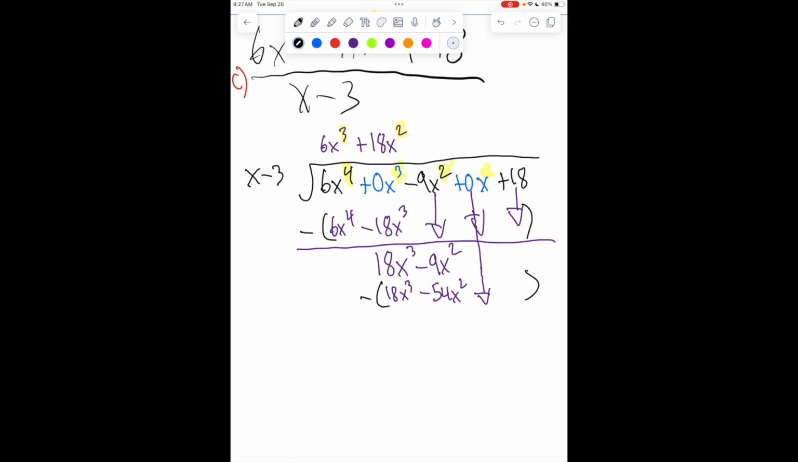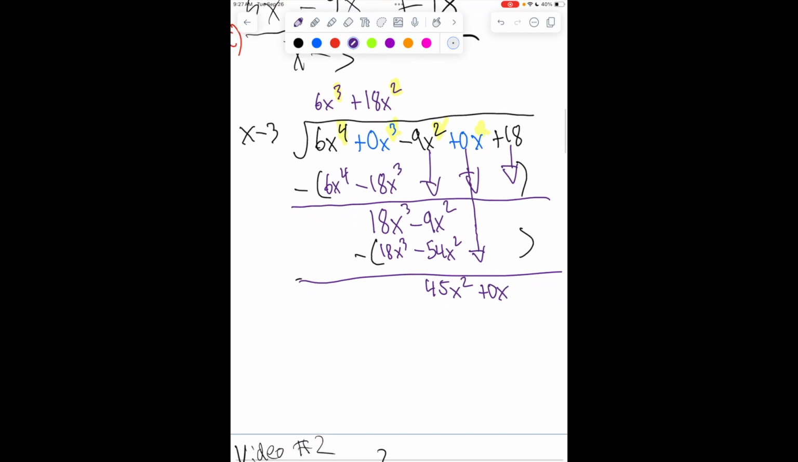So when I go through and start simplifying, it cancels out. Negative times a negative is a positive. This actually turns into positive 45x squared, bringing plus 0x down. So I'm now going to say, I want to figure out, well, x times what gives me 45x squared? Well, that's going to be plus 45x.